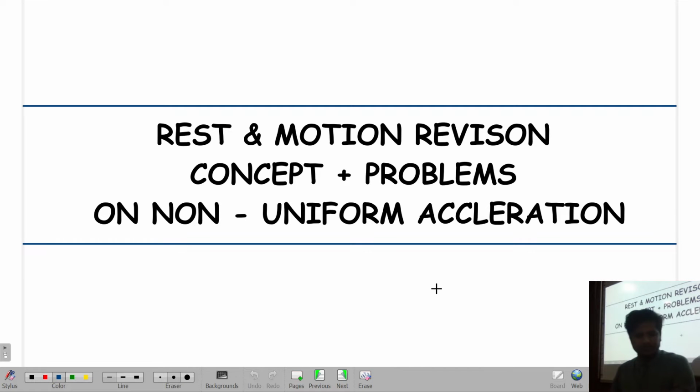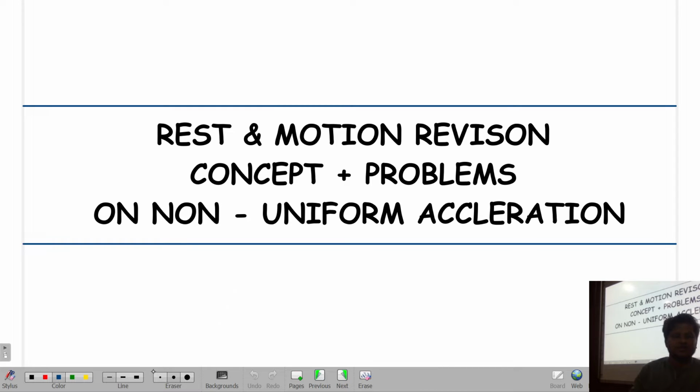So the topic is simple: rest and motion. Whatever we have done, we are going to revise it. For which kind of cases? Non-uniform acceleration cases. So uniform acceleration and non-uniform acceleration, there is a little bit of difference, and we'll try to understand what that biggest difference is.